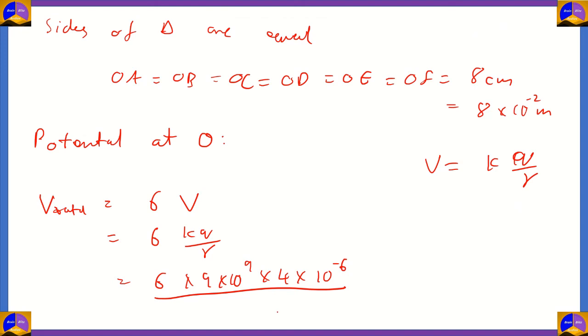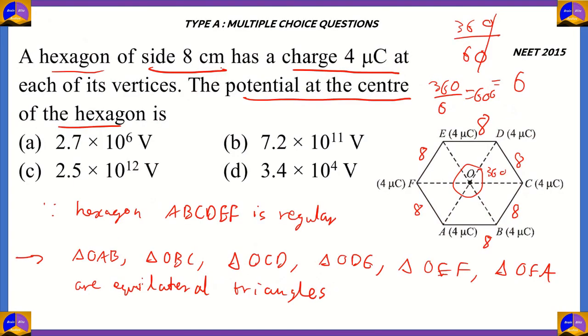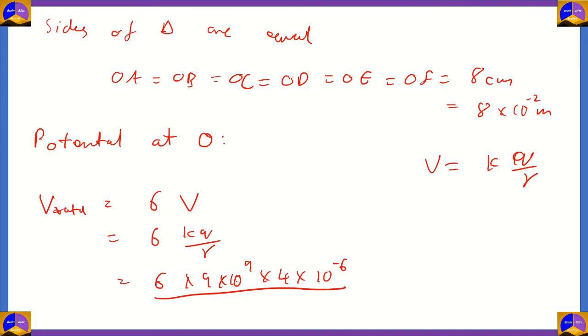So which in this case is the distance. So the distance given is 8 centimeters because all the sides are equal to 8 centimeters. So therefore, r is equal to 8 into 10 raised to minus 2. So 4 goes into 8 2 times, 2 goes into 6 3 times, 3 times 9 gives you 27, and then you will have 10 raised to 9 into 10 raised to minus 6 gives you 10 raised to 9 minus 6, that is 10 cubed.